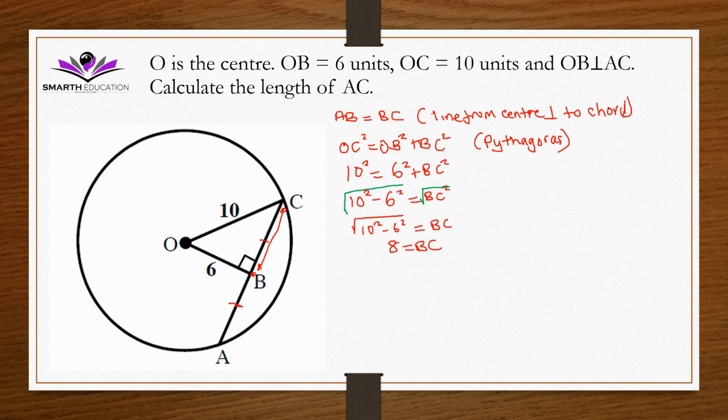Have you answered our question? No, we haven't. We are supposed to find the length of AC. But we said BC is equal to AB. So if this is 8 units, this is also 8 units. So AC is going to be how many units? Therefore, AC is equal to 16 units. Done. That's the first one.